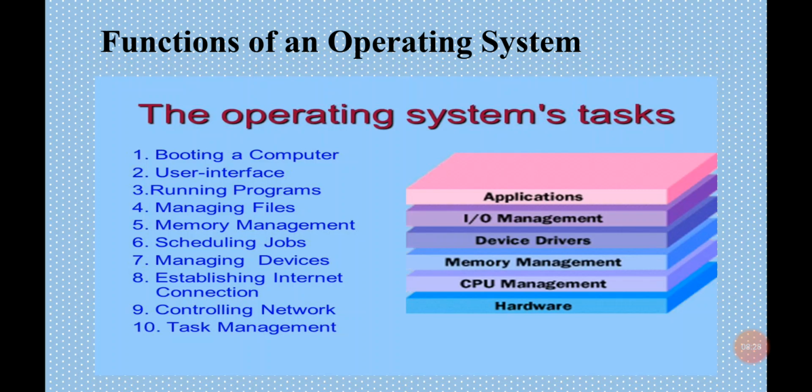Then establishing internet connection: we connect to the internet along with the computer system, and the operating system decides how it can be connected to the internet. Then controlling network: it also controls the network. Then task management: it provides the various tasks to the software in the computer system. So these are the functions performed by the operating system.